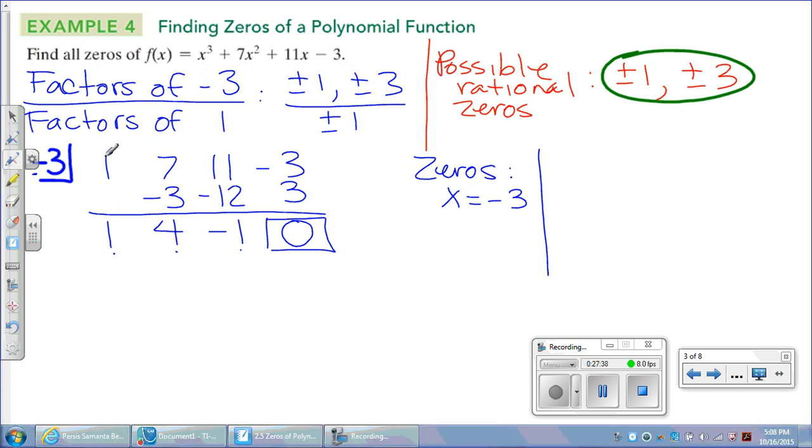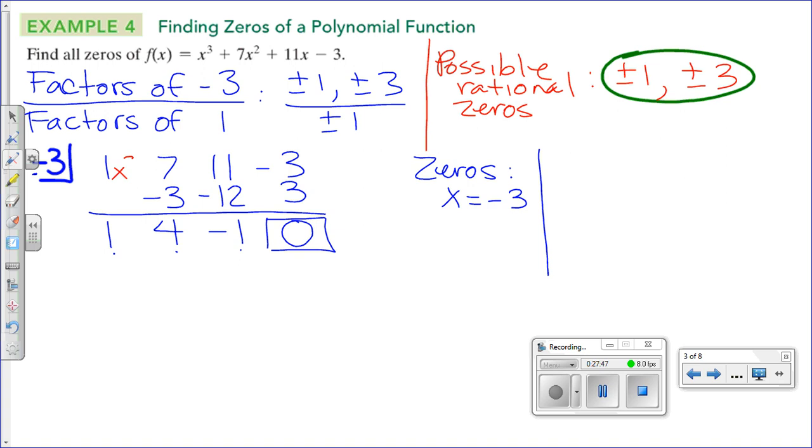Now, remember when we use synthetic division, we're using only the coefficients, but we know that the coefficients represent variables. Number 1 represents x to the third power, 7 represents x squared, 11 represents x, and negative 3 is the constant term. After performing synthetic division once, we reduce our variables, or the degree of our polynomial, by 1. So this will be x squared, this will be x, and this is going to be the constant term.